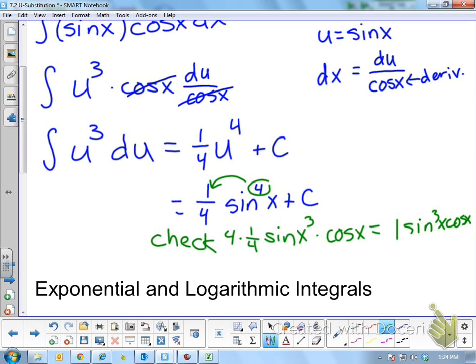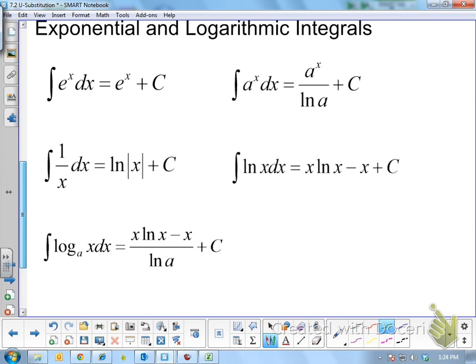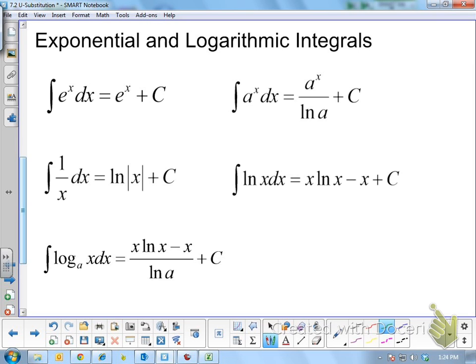So one set of integrals we have not practiced yet are exponential and logarithmic integrals. So we are going to need to make note cards for these. These are formulas we need to have memorized. Just like we had to memorize the derivative of e to the x, the derivative of a to the x, the derivative of log base a of x. Okay. These are our 5 new integrals we need to have memorized.